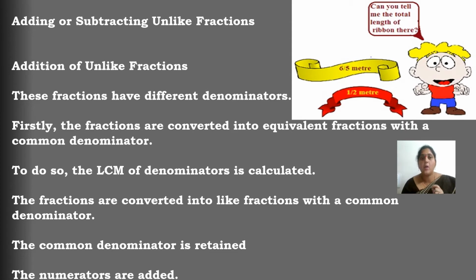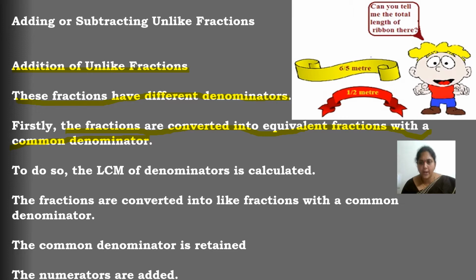Now, adding or subtracting unlike fractions. We have seen only like fractions. Now we are going to see how to add and subtract unlike fractions. So, addition of unlike fractions. These fractions have different denominators. Firstly, the fractions are converted into equivalent fractions with a common denominator. We have to convert this into like fractions, then only we can add.